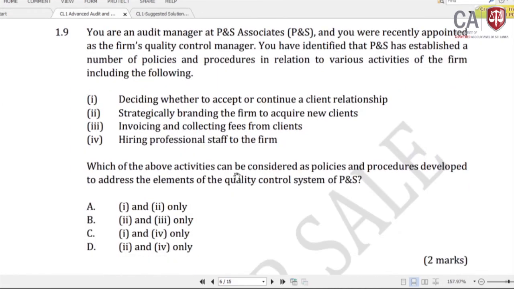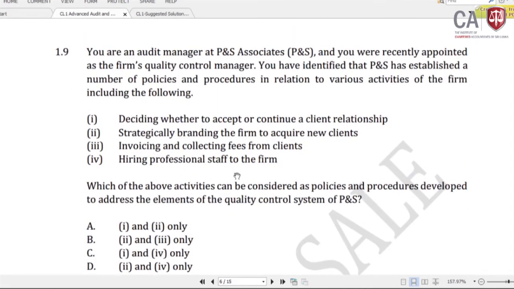Right, 1.9. So you are an audit manager at PN Associate, and you were recently appointed as the firm quality control manager. You have identified that PN has established a number of policies and procedures in relation to various activities of the firm, including the following. There are 4 activities given. The question is, which of the above activities can be considered as policies and procedures developed to address the elements of the quality control system?